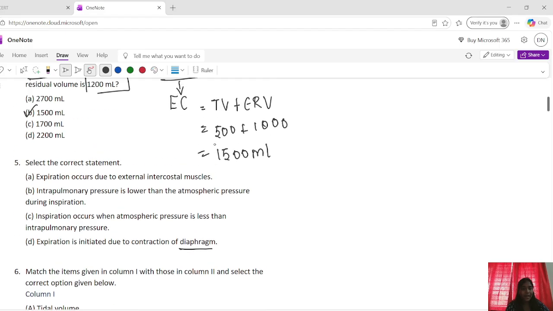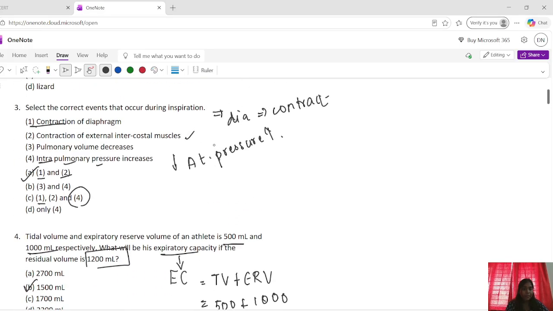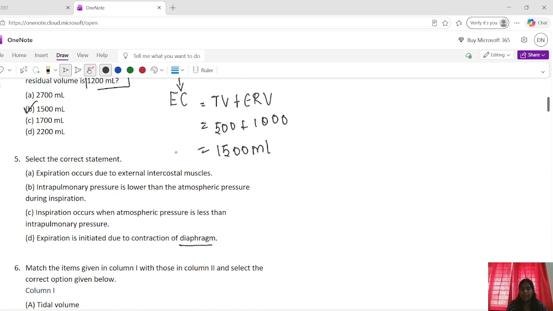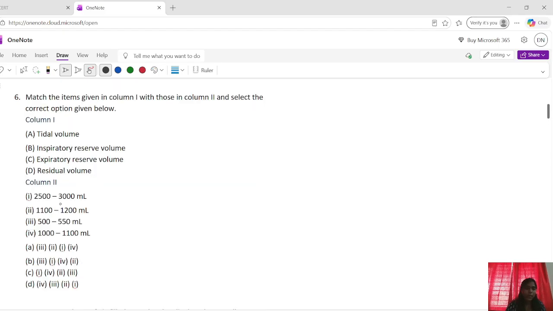I have explained above, right? The atmospheric pressure should be higher than the intrapulmonary pressure. So which option is correct? Option B. Intrapulmonary pressure is lower than the atmospheric pressure during inspiration. Let's move on to the sixth question.